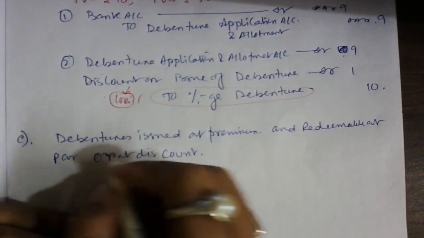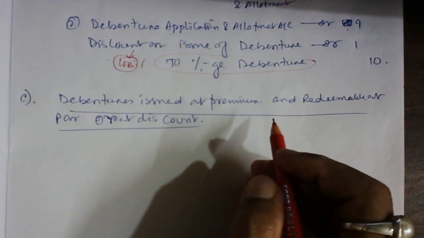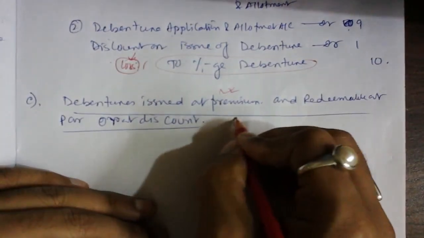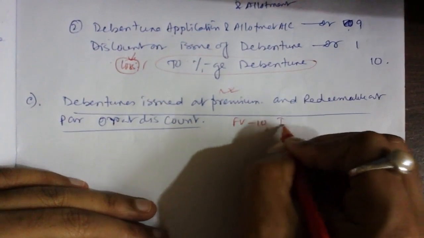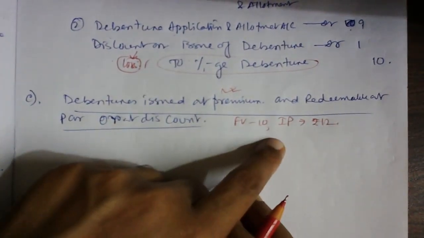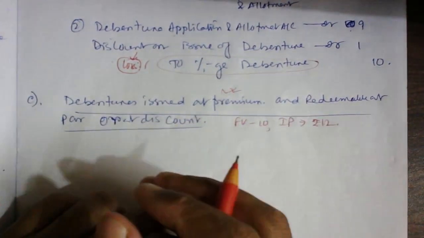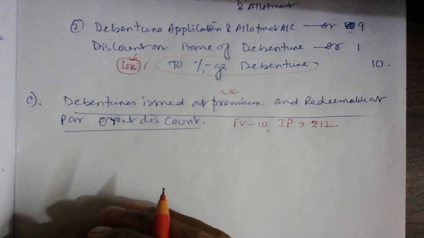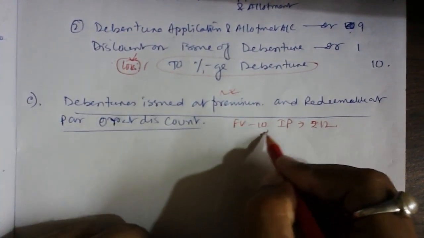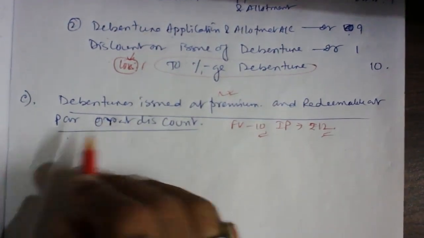See guys, here it is clearly written, you have issued debenture at a premium. It means face value is 10, then your issue price, IP means issue price, is 12. It means you as a company are getting a higher value from the debenture holders. Rather than getting 10, you have issued them at 12 rupees. But redemption can happen either at par or at discount.